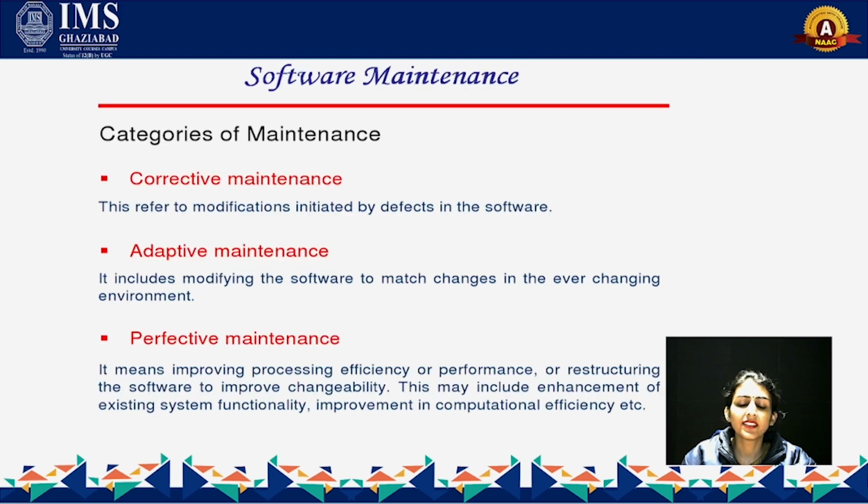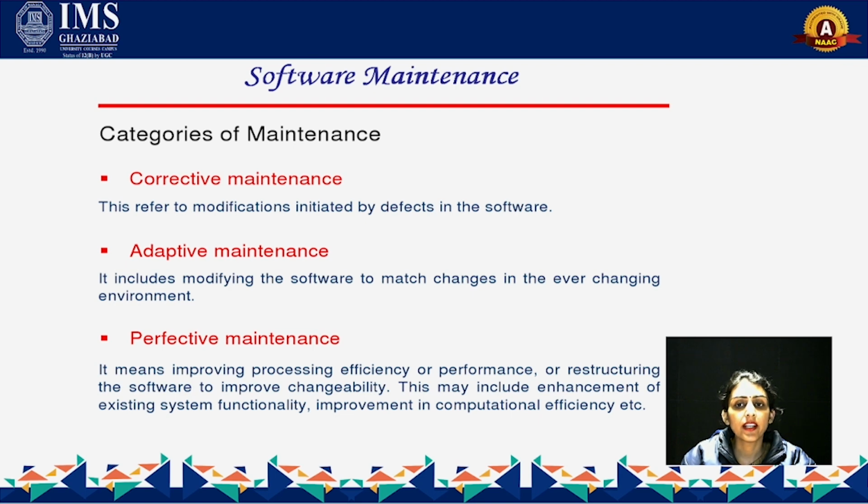Now, there are various categories of maintenance. The categories are corrective maintenance, adaptive maintenance, and perfective maintenance. Let us understand what these are. First of all, corrective maintenance. Corrective maintenance, as the name suggests, refers to corrections or modifications which have to be done against defects which are coming in the software.